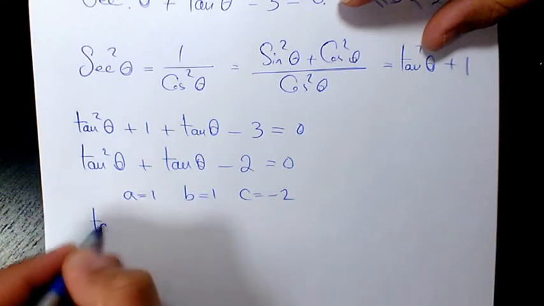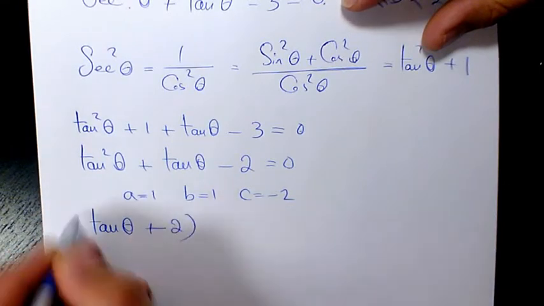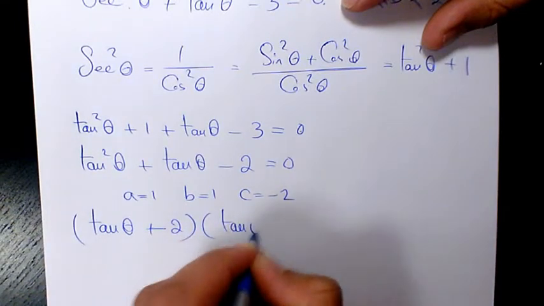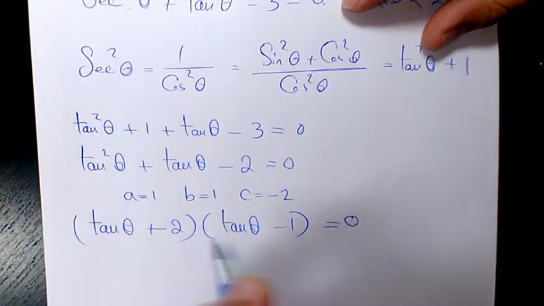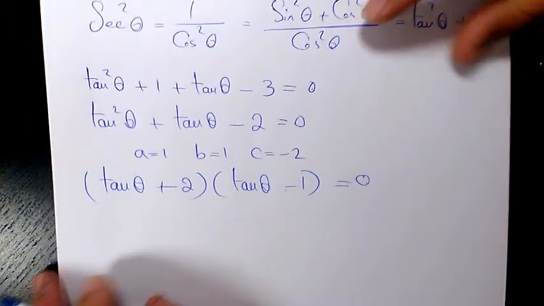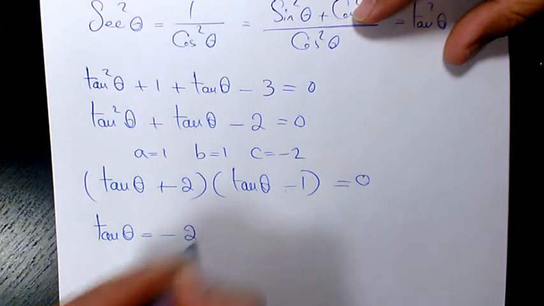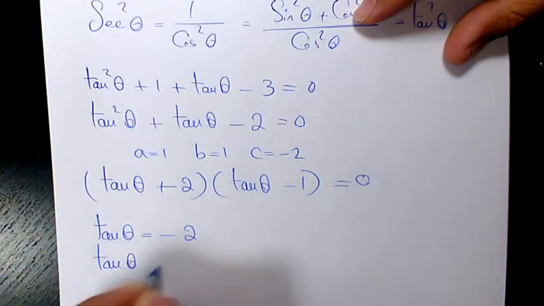And you could also factor that. Tan theta plus 2, tan theta minus 1. Because when you multiply that, it's going to be negative 2. When you add them, it's going to be 1. It's opposite to the previous question. So tan theta equals negative 2. Tan theta equals positive 1.